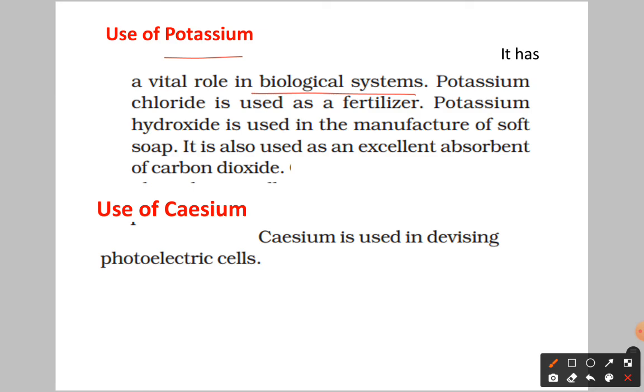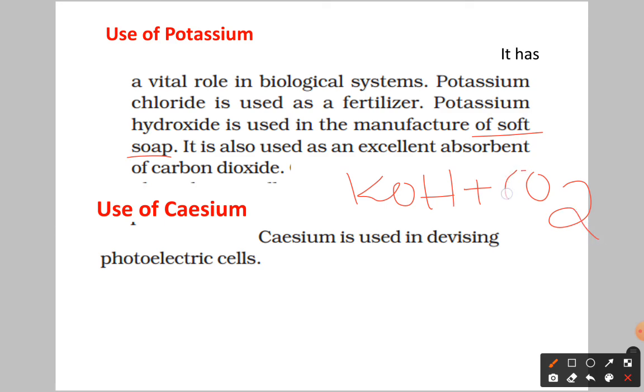Here, potassium chloride, KCl, is used as a what? Fertilizer. Next, potassium hydroxide is used in what? Soft soap. And it is also an excellent absorber for CO2. It absorbs the CO2 and forms what?